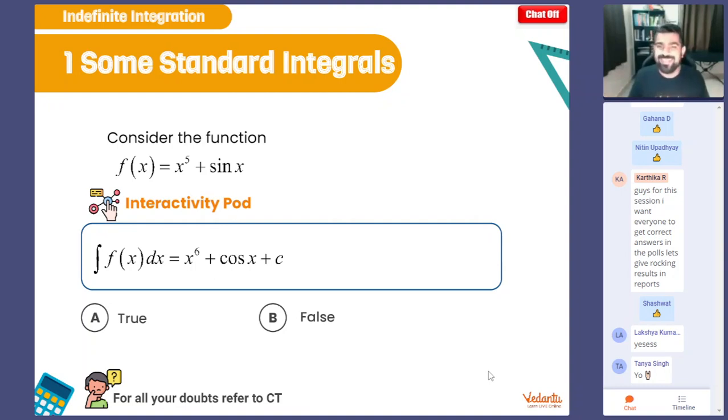Okay. So I will give you a hotspot with 2 options. A is true, B is false, and your time will begin shortly. Everybody be ready with your answers. We will resume in just 20 seconds.